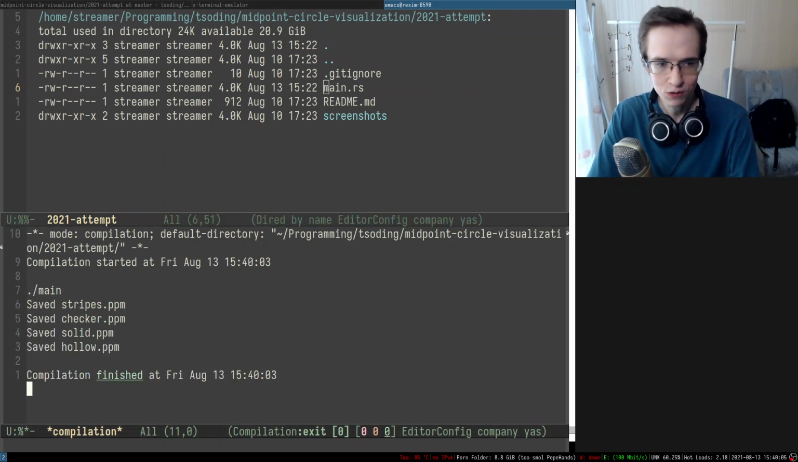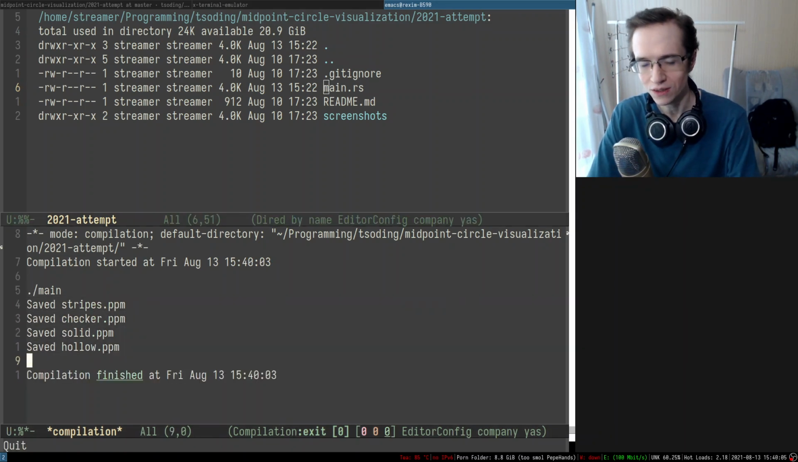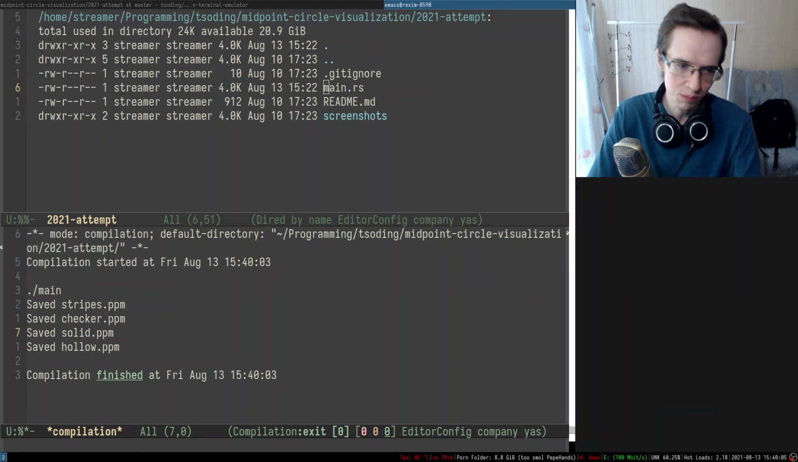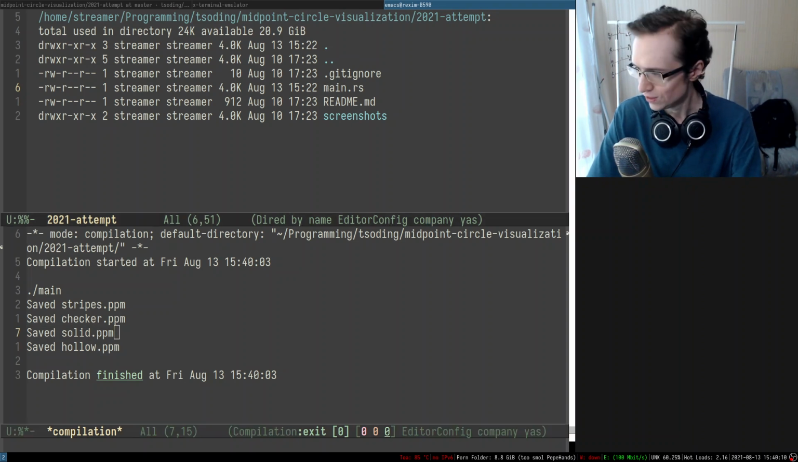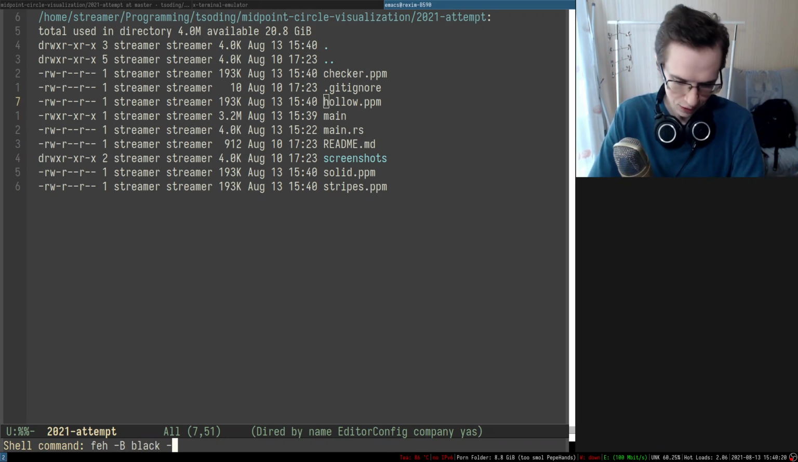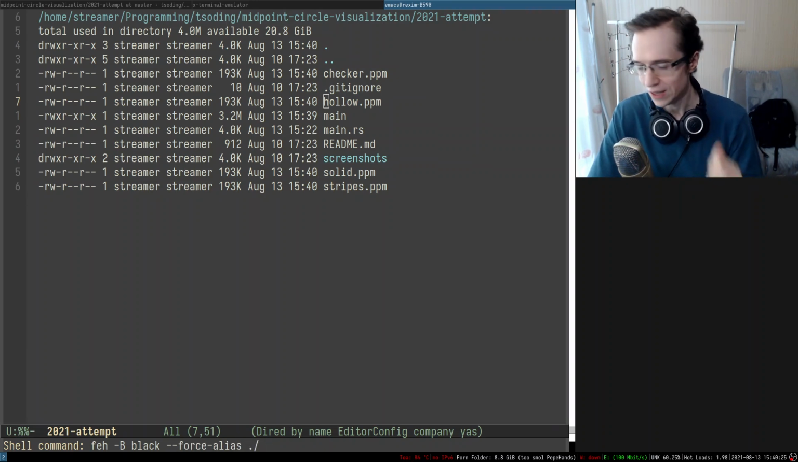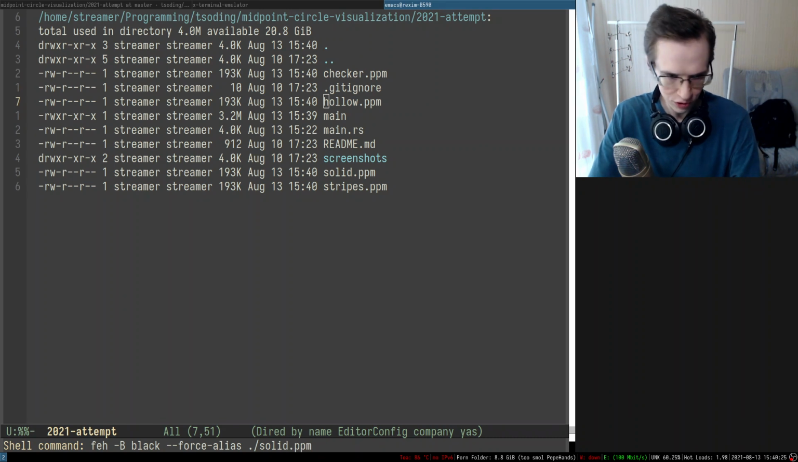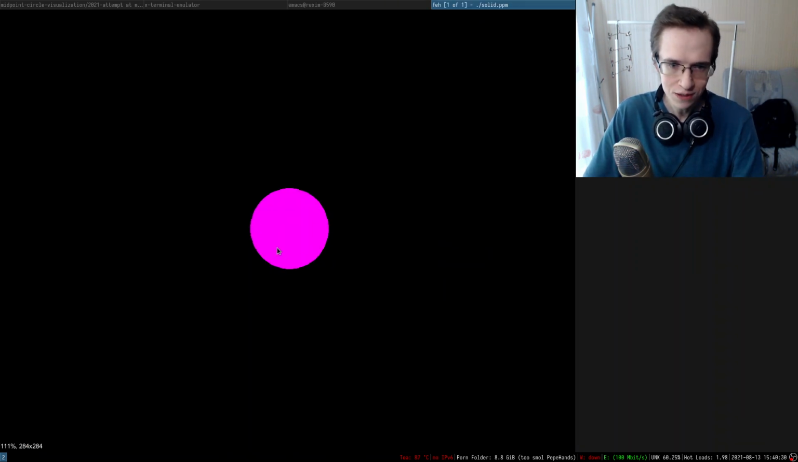And as you can see, it generated a bunch of images for different patterns and stuff like that. But I'm interested in one specific thing that it generates. It's a solid circle, so it's a solid PPM. So let's take a look at it. I'm going to run feh. I'm going to set the background to black so it doesn't mess up the encoding. And we're also going to force aliasing so we can see all of those individual pixels, juicy pixels. So this is how it looks.